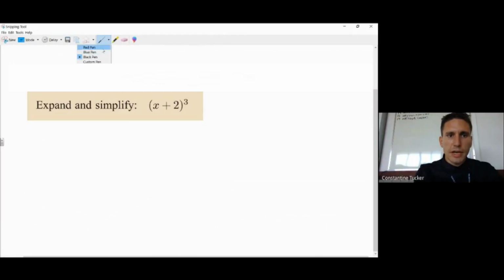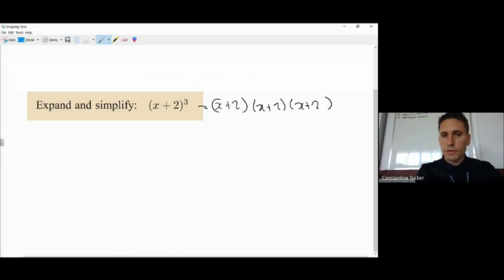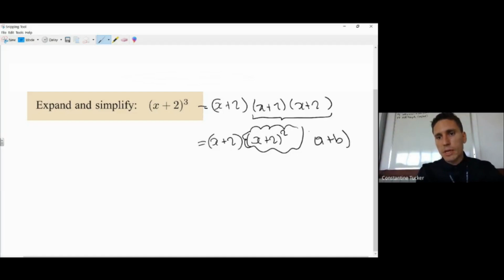Instead of saying it's x plus 2 times x plus 2 times x plus 2, because that's what it means to have something cubed, they've chosen to do it this way. They said, well, this x plus 2 times x plus 2 is actually x plus 2 squared. And this will save us a little bit of time, because in the previous lesson, we saw how to expand things like this. We saw this formula, which was a plus b squared, which gives us a squared plus 2ab plus b squared. So this is what the textbook has recommended here as a solution, and it makes sense.